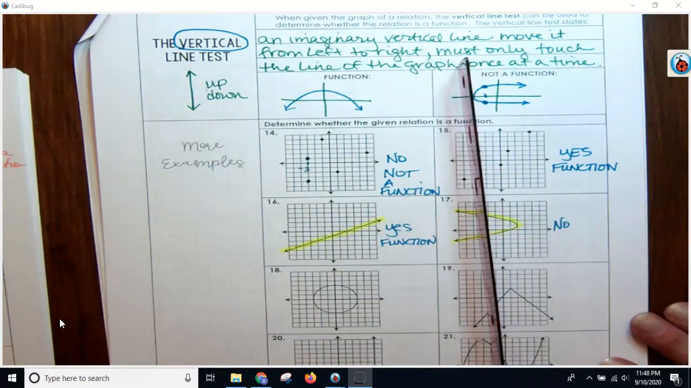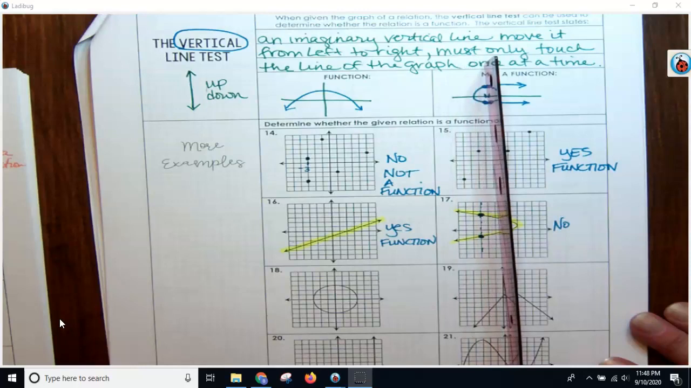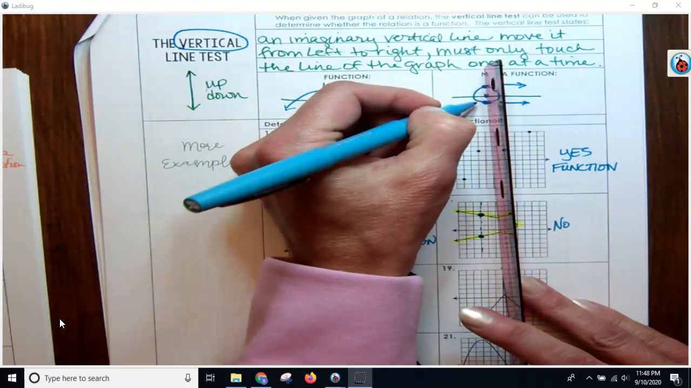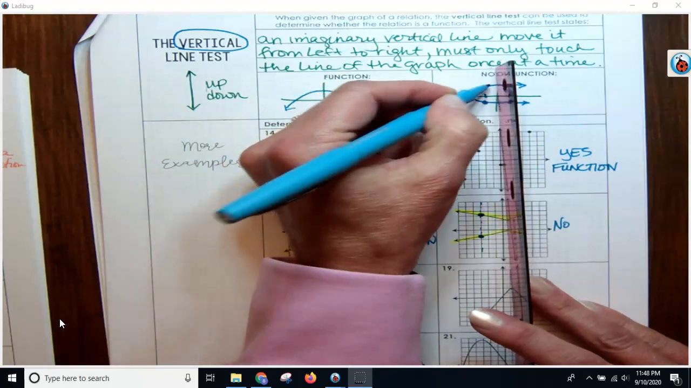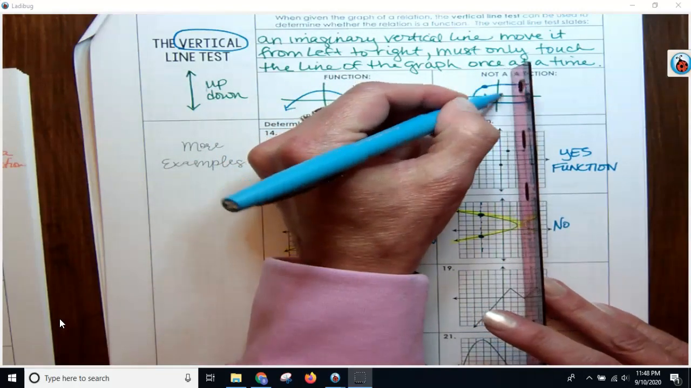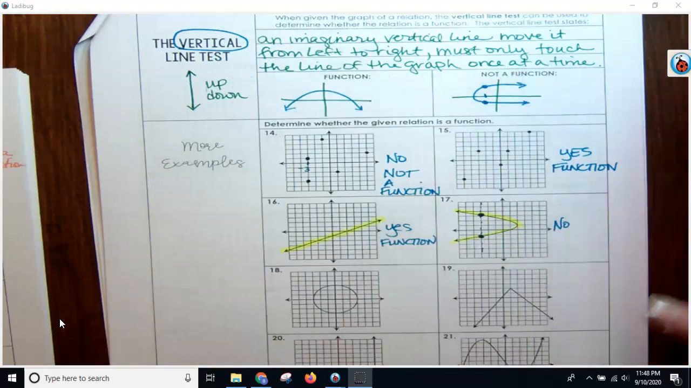In this example, you'll notice as I move my vertical line left to right, it touches multiple times. It touches twice here, 1, 2, touches it twice here, and here, and here. It only has to touch it twice once, but that touches it multiple times.